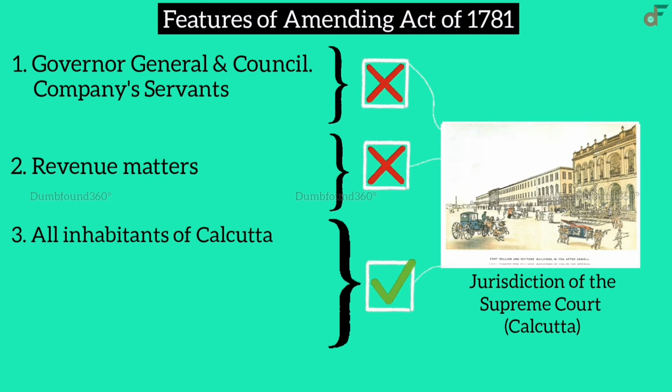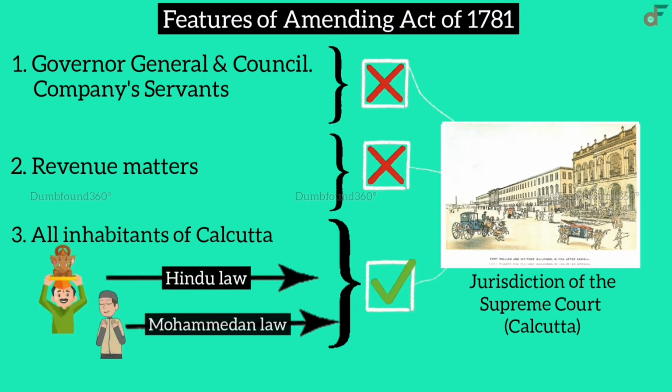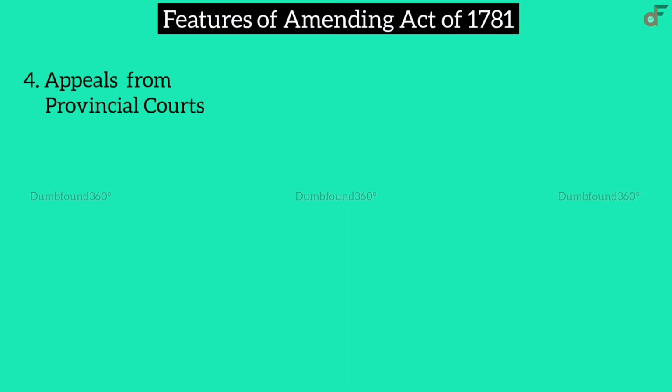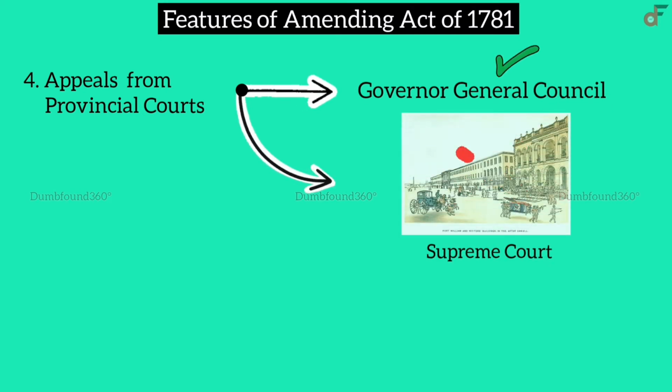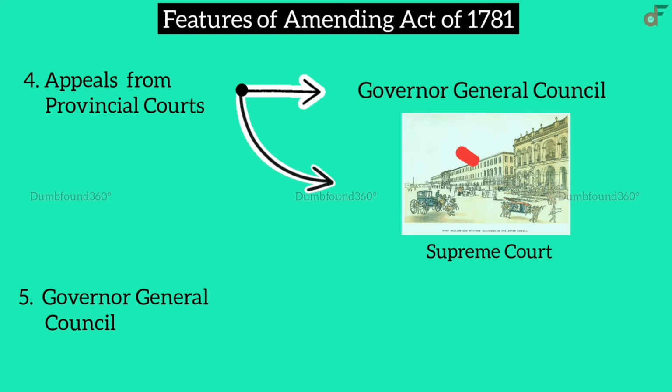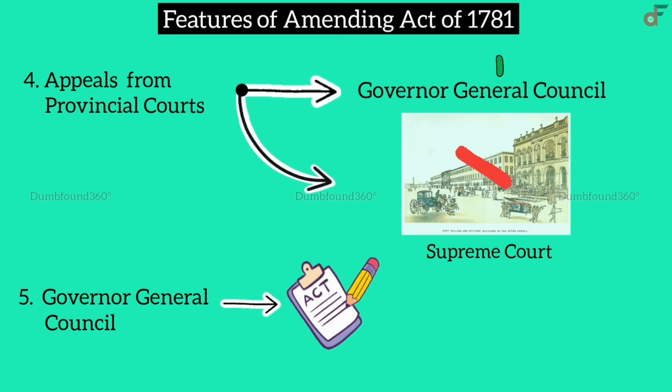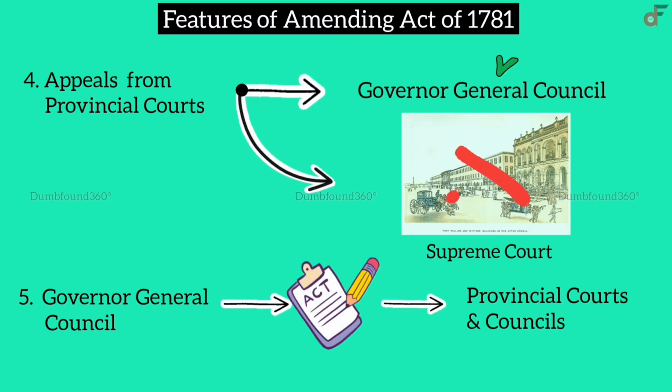It also required the court to administer the personal law of the defendants, that is, Hindus were to be treated according to the Hindu law and Muslims were to be tried according to the Mohammedan law. 4. It laid down that the appeals from the provincial courts could be taken to the Governor General in Council and not to the Supreme Court. 5. It empowered the Governor General in Council to frame regulations for the provincial courts and councils.